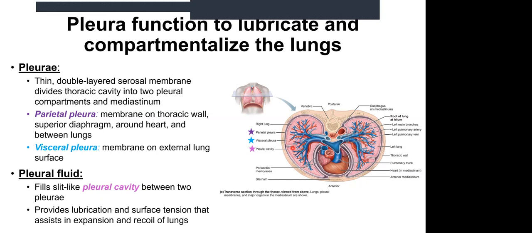The visceral pleura is the membrane that's on the lung surface, and between the parietal and the visceral pleura, we have what's called the pleural cavity, just like we had the pericardial cavity. And this pleural cavity has fluid inside of it, just like the pericardial cavity did, that provides lubrication and also surface tension that helps to expand and recoil the lungs.